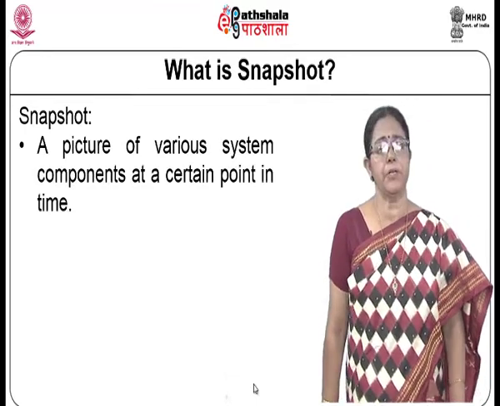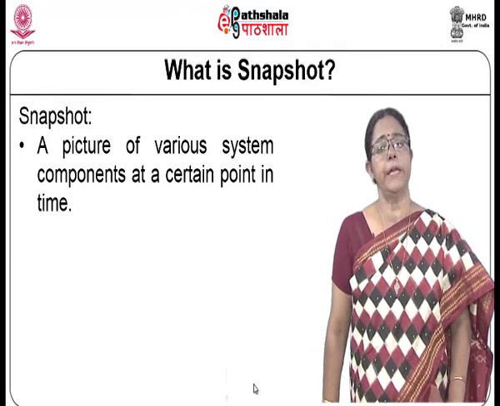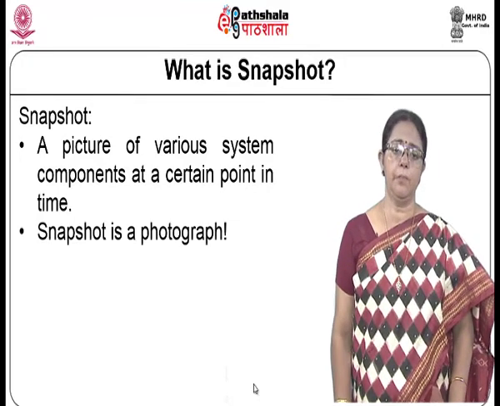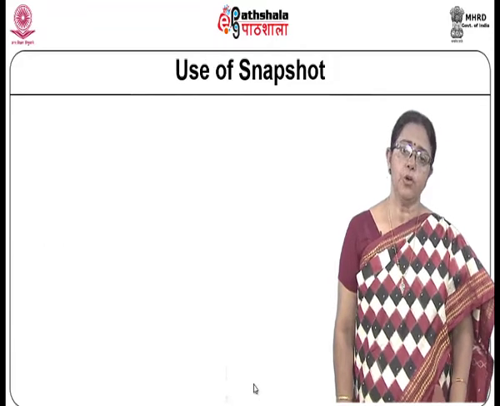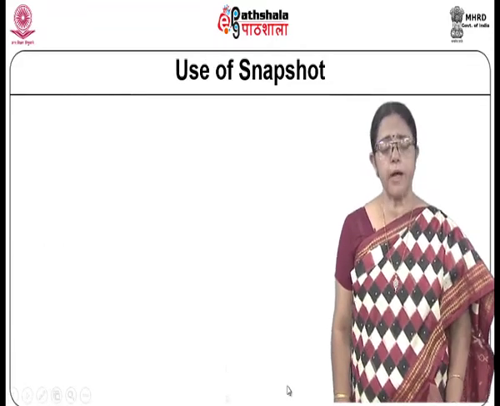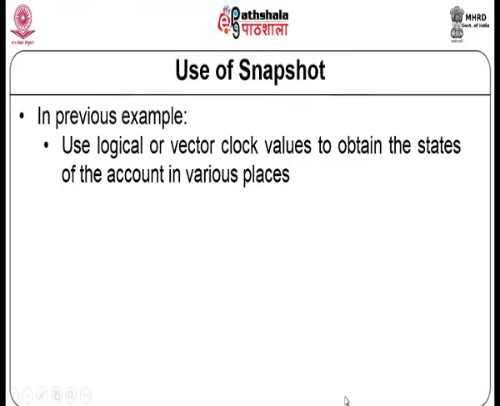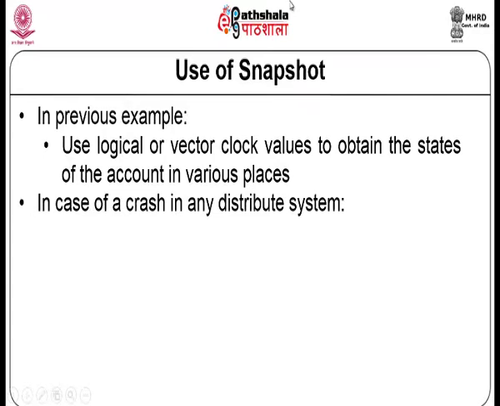A snapshot is a picture of each component in the environment, using which we can obtain an overall picture. So, snapshot is nothing but a photograph. Having understood this, let us look at the use of snapshot. In the earlier example, as we have already said, we can easily use a logical clock or a vector clock and determine the states of each account, of one account in each branch, by determining when a corresponding snapshot should be taken.